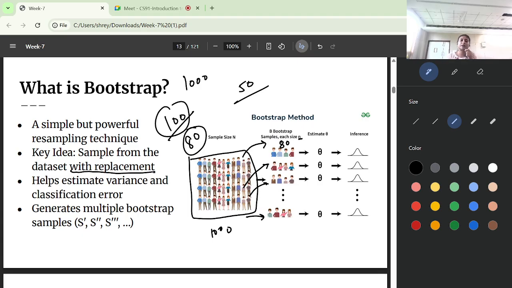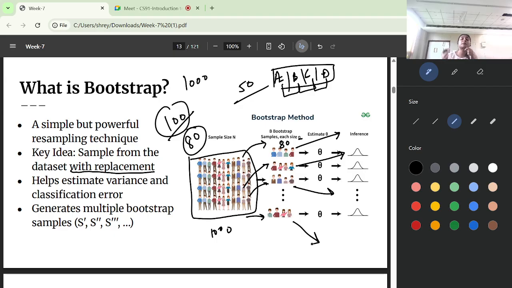And in cross validation, I told you, these are mutually exclusive, these are not replaced. If some samples are there in a, b, c, d, they will be mutually exclusive. So this is the very big difference between bootstrapping and cross validation: whenever you are using bootstrapping, it is always with replacement, and whenever you are doing cross validation, it is without replacement. Bootstrapping helps to estimate variance and classification error. For this you can apply one classifier, for this a second classifier, a third, a fourth, even the same classifier as well.